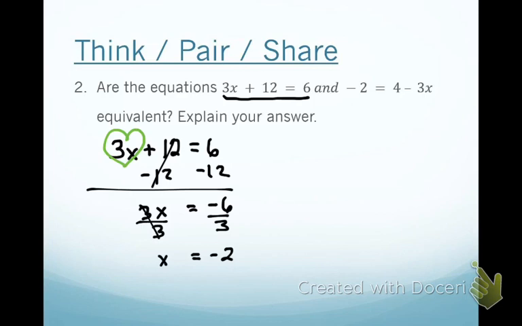Now we want to see if they are equivalent. How many of you would say you figured that out, that x was negative 2? Very good. If you didn't, that's okay. Erase it and fix it. Let's go on to the next one. I want you guys to try the next part on your own.